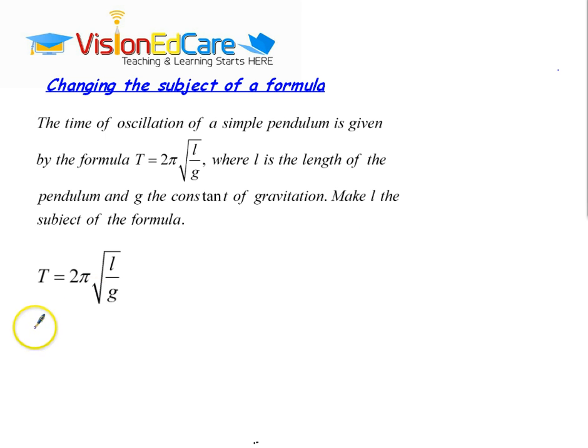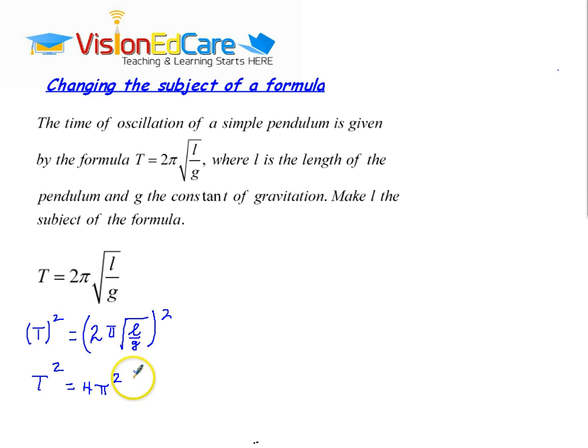And when I square the right, so we have 2 pi, and we're going to square all of this, root of L over G. So we have squared both sides. The left hand side gives us T squared. The right hand side would give us 4 pi squared. And when I square the root of L over G, I just get L over G.